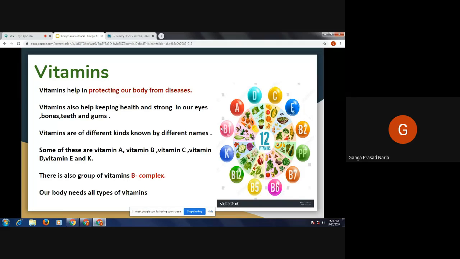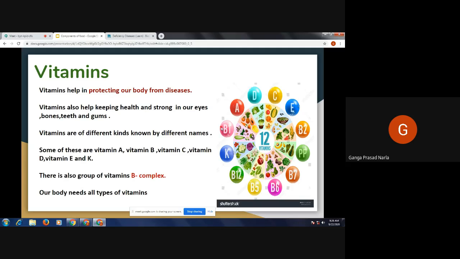There are other uses also. Vitamins also help keep our eyes, bones, teeth, and gums healthy and strong. So if we eat vitamins, our eyes, bones, teeth, and gums become healthy. So what is the main use of vitamins? To protect our body from diseases.